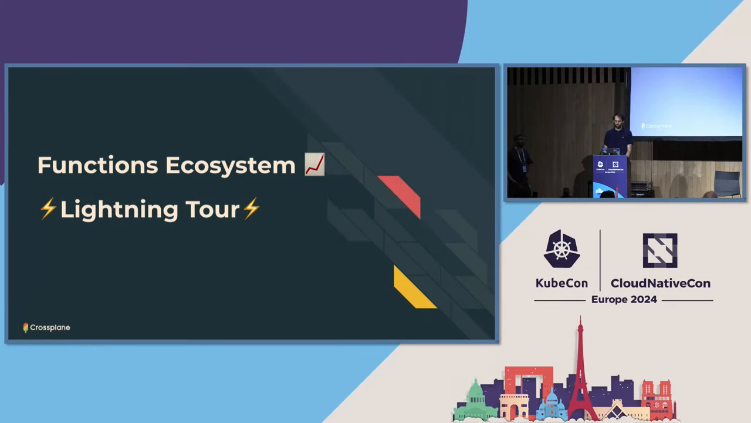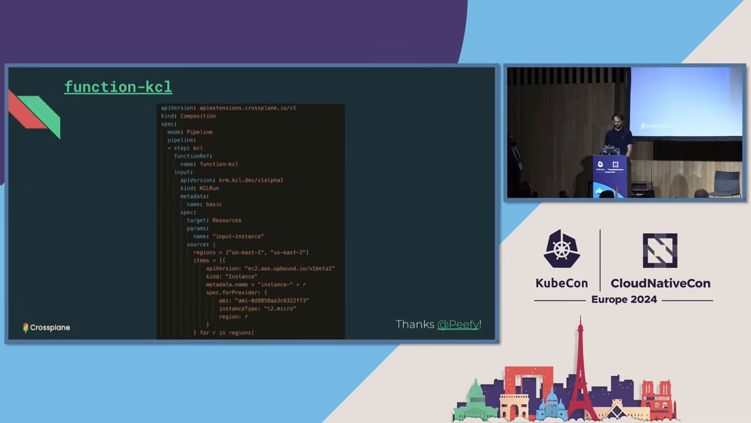As I was saying, we completely revamped composition functions in 1.14, which proved to be the right choice, because we saw the ecosystem of functions actually thriving. Jared already showed a few, but we'll go rapidly through a few highlights of the available functions at the moment. Function KCL is another function that allows you to define your composition logic completely in KCL. KCL is a constraint-based language, which is actually a CNCF sandbox project. And so you can write stuff like for loops and conditions, which obviously seem obvious, but given the previous interim implementation of composition in general, it's a pretty good achievement to have all these features and the whole power of KCL to be able to define your compositions.